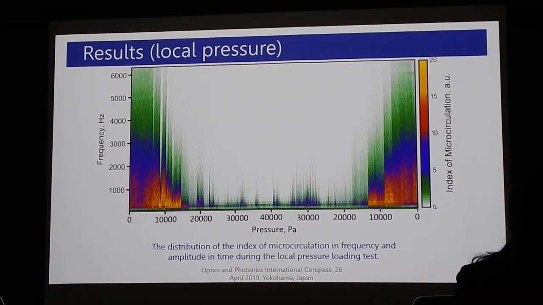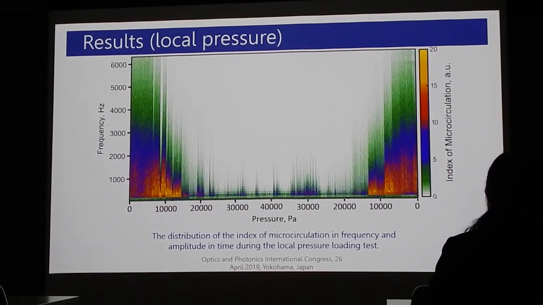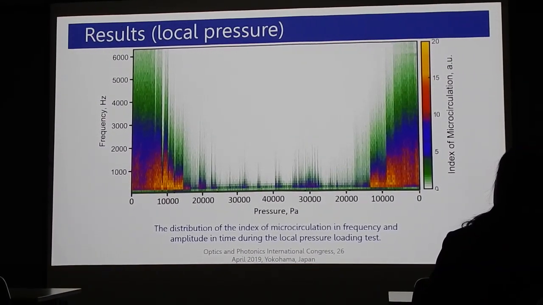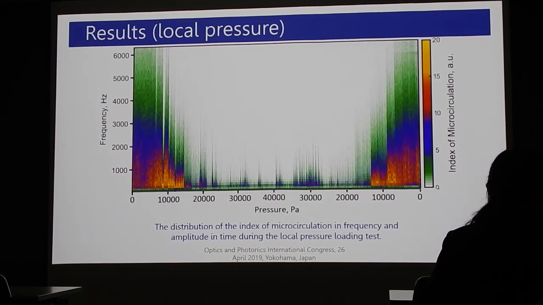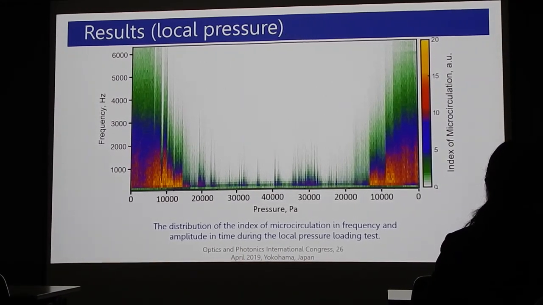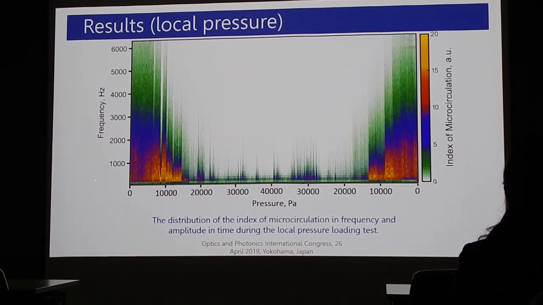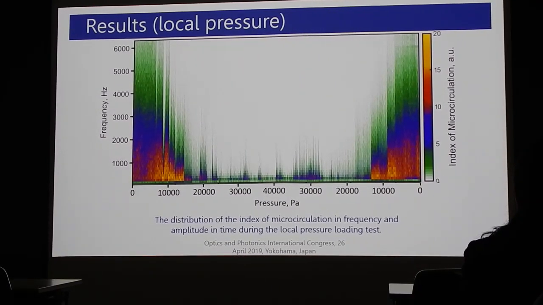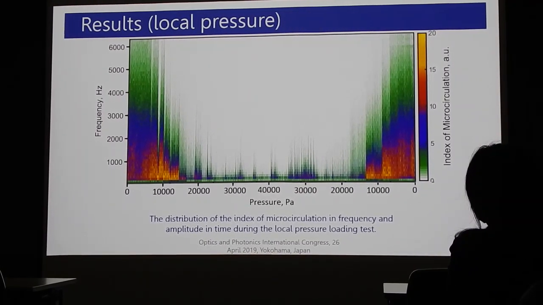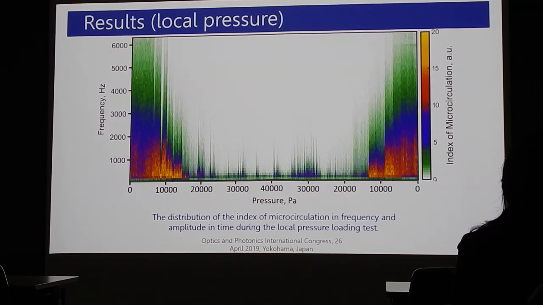Here are the results of the second part of the studies, with local pressure loading of the tissues. It was shown that the blood flow signal starts to decrease when the pressure reaches 5 kilopascal. At the same time, in the low frequency range up to 1000 Hz, an increase in the signal occurred during this pressure loading. It can be connected with the influence of local pressure on the blood flow, because when pressure is applied, it slows down the blood flow and more slowly moving red blood cells occur in the probing volume.